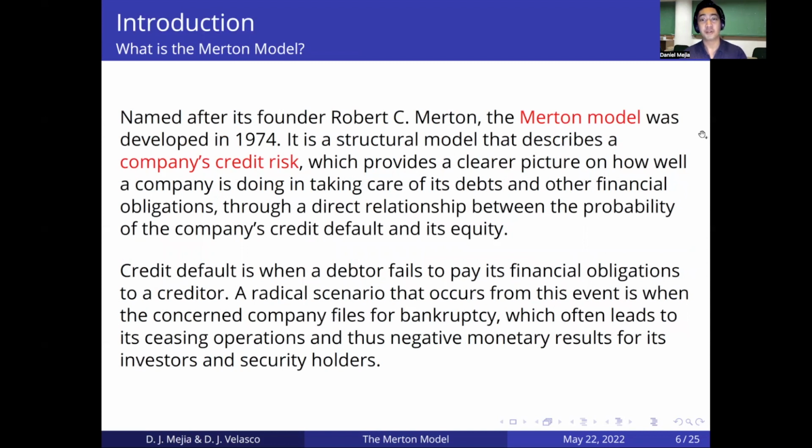It is a structural model that describes a company's credit risk, which provides a clearer picture on how well a company is doing in taking care of its debts and other financial obligations, through a direct relationship between the probability of the company's credit default and its equity. Credit default is when a debtor fails to pay its financial obligations to a creditor. A radical scenario that occurs from this event is when the concerned company files for bankruptcy, which often leads to its ceasing operations and thus negative monetary results for its investors and security holders.